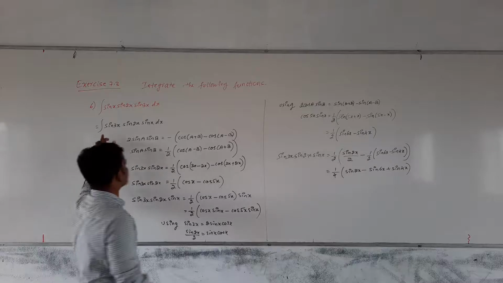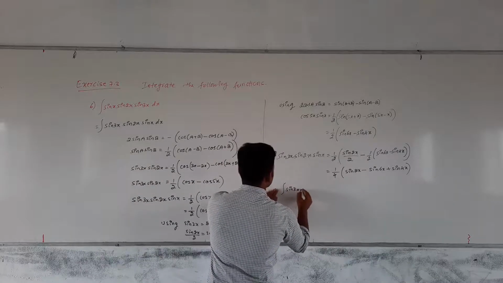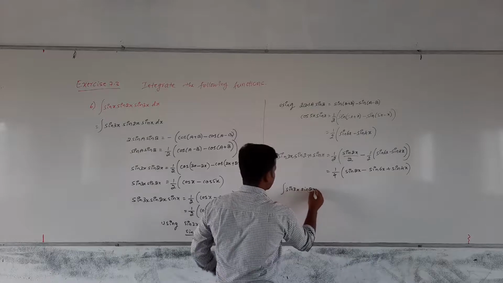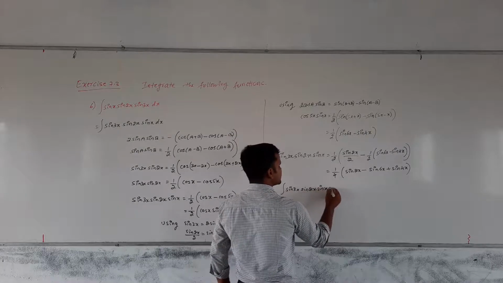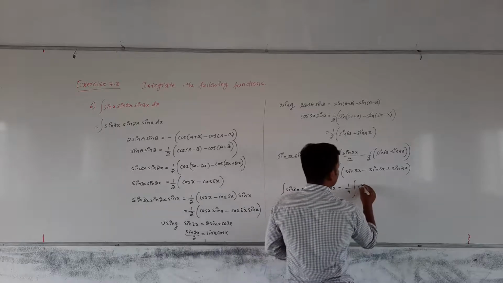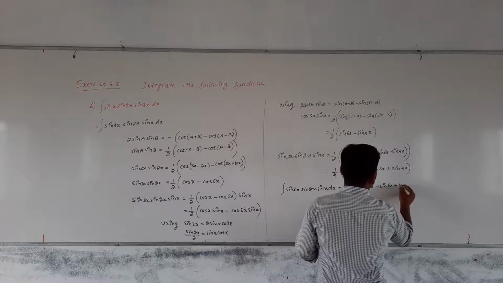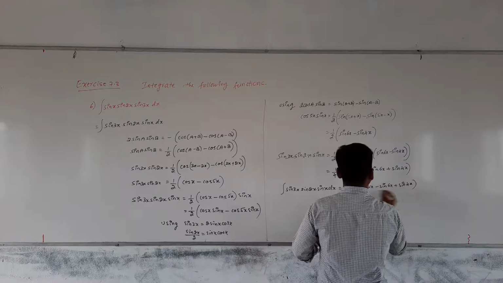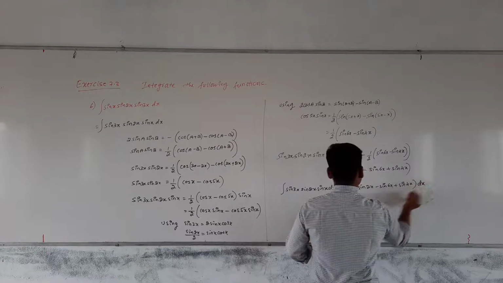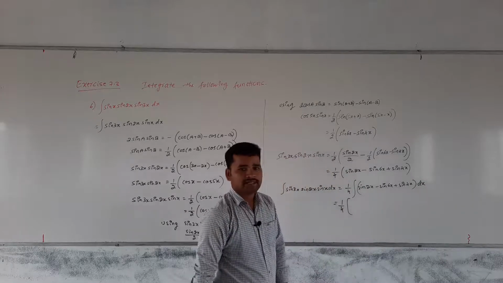Now we will come to the integral. Integration of sine 3x into sine 2x into sin x into dx is equal to 1 by 4 times the integral of sin 2x minus sin 6x plus sin 4x, whole integral with respect to x, 1 by 4 as it is. Now we will integrate.